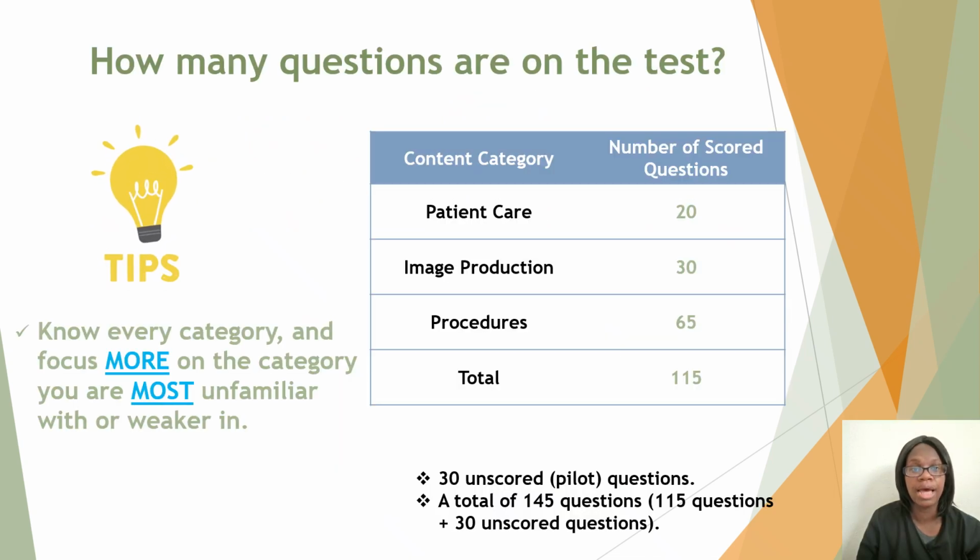So if you're wondering how many questions will be on the test, I have it broken down right here. For patient care, there will be 20 questions. For image production, there will be 30 questions. For procedures, there will be 65 questions. The total number of questions on the registry is 115. So to be honest with you, this really isn't a lot. It's not a lot of room to miss a question.